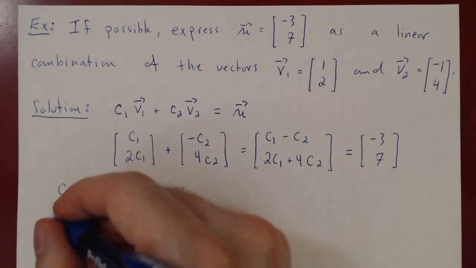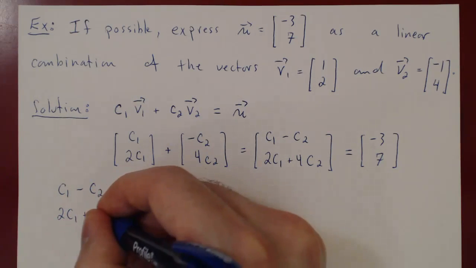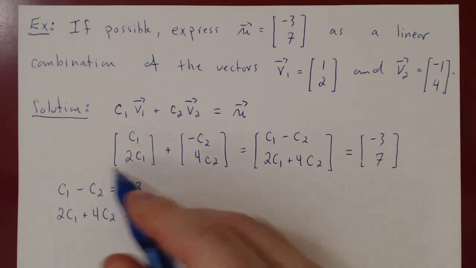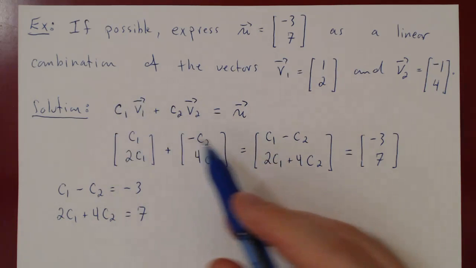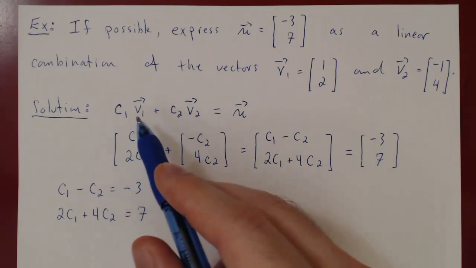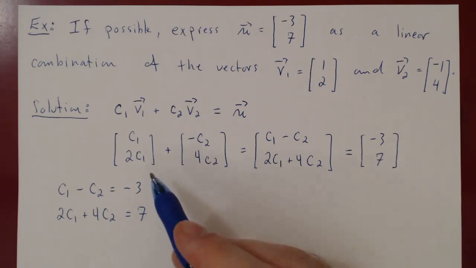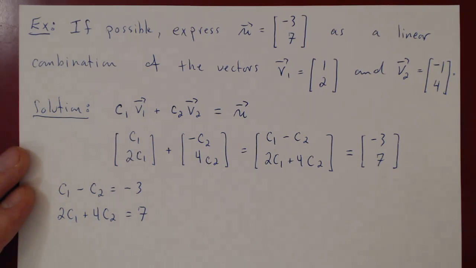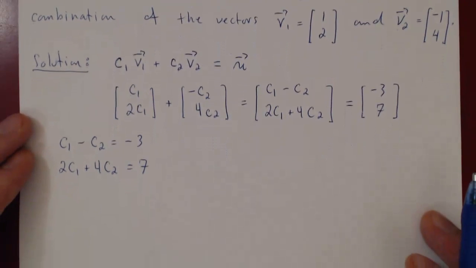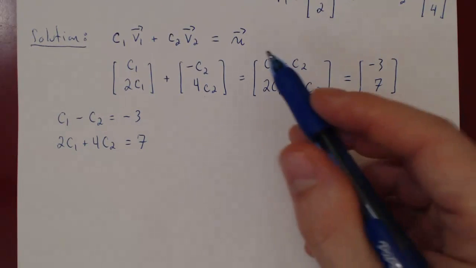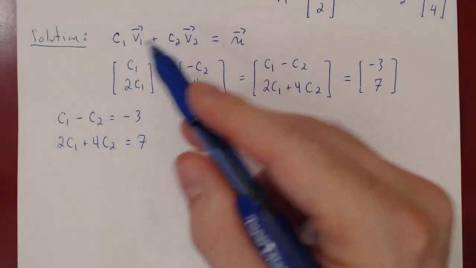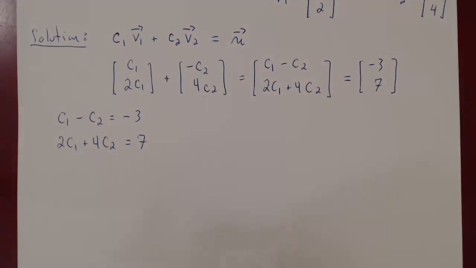And 2C1 plus 4C2 must equal 7. And you see that we have reduced the problem of expressing u as a combination of v1 and v2 to solving a simple linear system. Let's rewrite the augmented matrix and notice that, as we have claimed, the constant column will be formed by u, and C1 and C2 will be the unknowns, and the coefficient matrix will be built by v1 and v2.